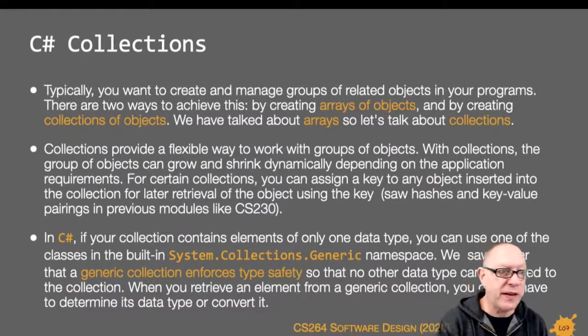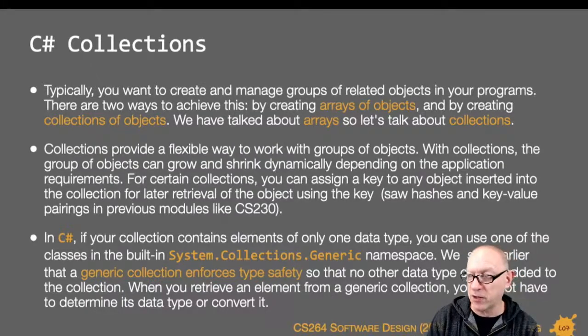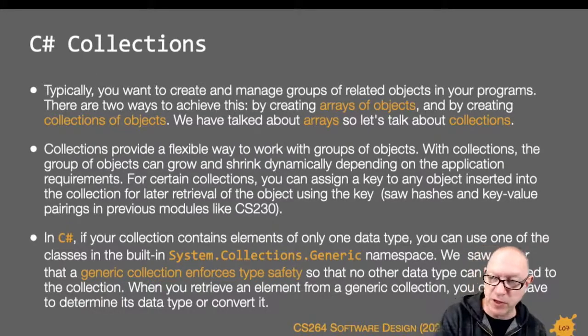The final piece that we're going to look at today is collections. Typically you want to manage groups of related objects in your programs. There are two ways to achieve that: creating arrays of objects, or creating collections of objects. We talked about arrays, so let's talk about collections. Collections provide a flexible way to work with groups, and the group of objects can grow and shrink dynamically depending on the application requirements. For certain collections, you can assign a key to an object and insert it into the collection for later retrieval using the key, say hash tables, key value pairings, all that kind of stuff we did in CS230.